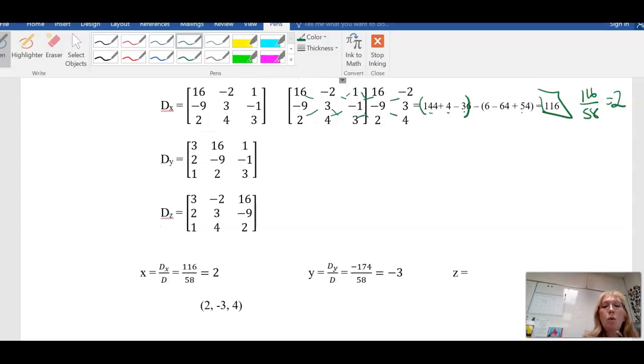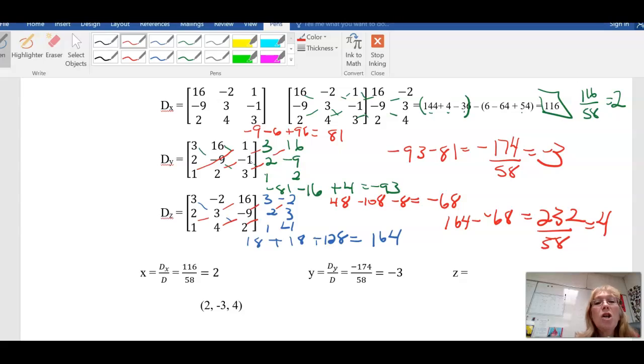Pause and do your 2. Let's see how you do. Okay, I hope you did a good job. So you rewrote your first two columns. You multiplied down, which is negative 8, negative 81, negative 16, positive 4. Add those up, you got a negative 93.